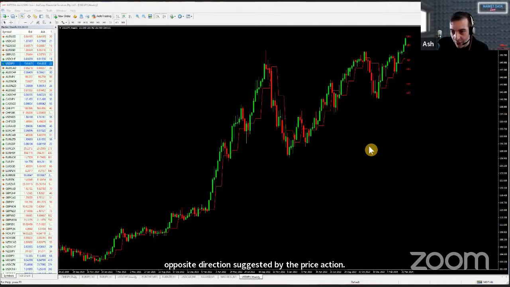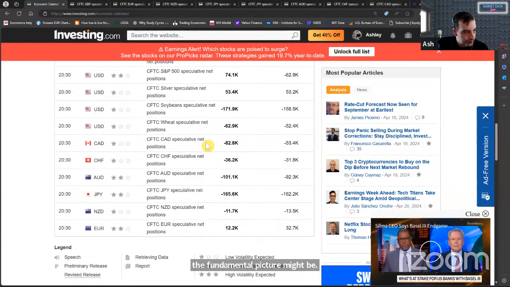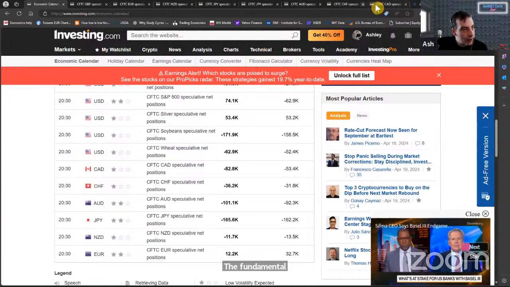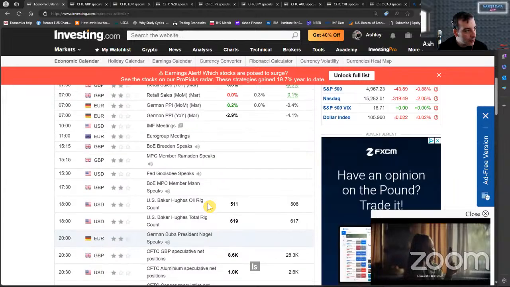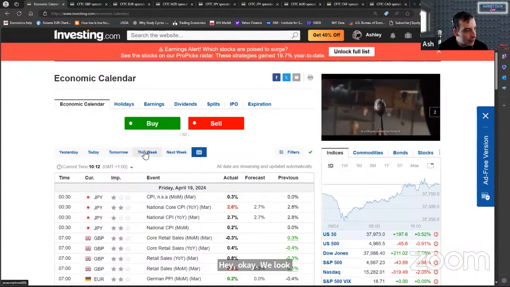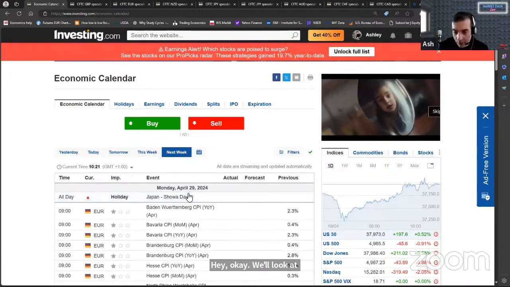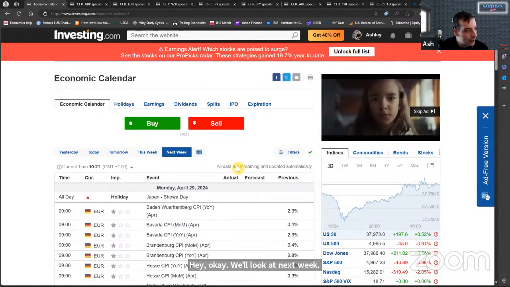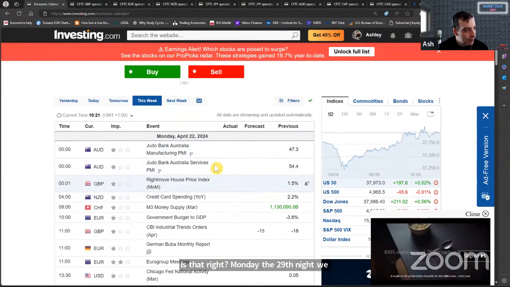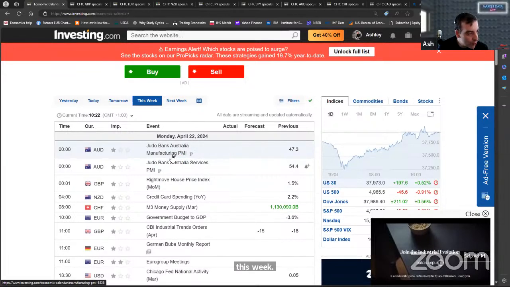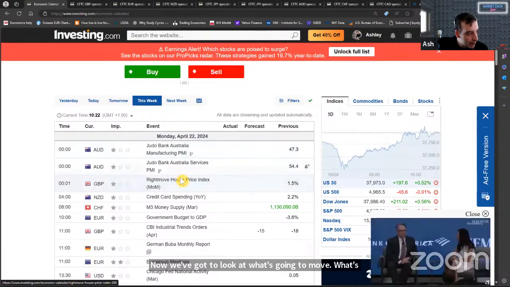Now, if we go back to the investing.com and have a look at what the fundamental picture might be. Okay, we'll look at next week. Is that right? Monday the 29th. No, we want to look at this week. Now we've got to look at what's going to move. What's the most likely thing to move the market? PMIs on Monday could move it around a little bit.